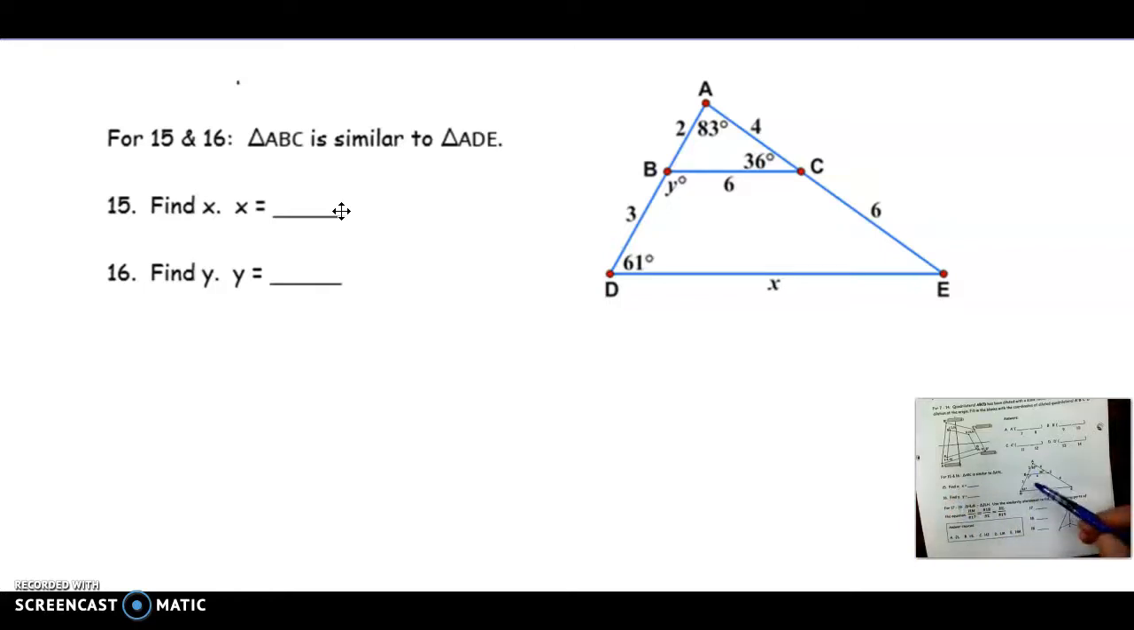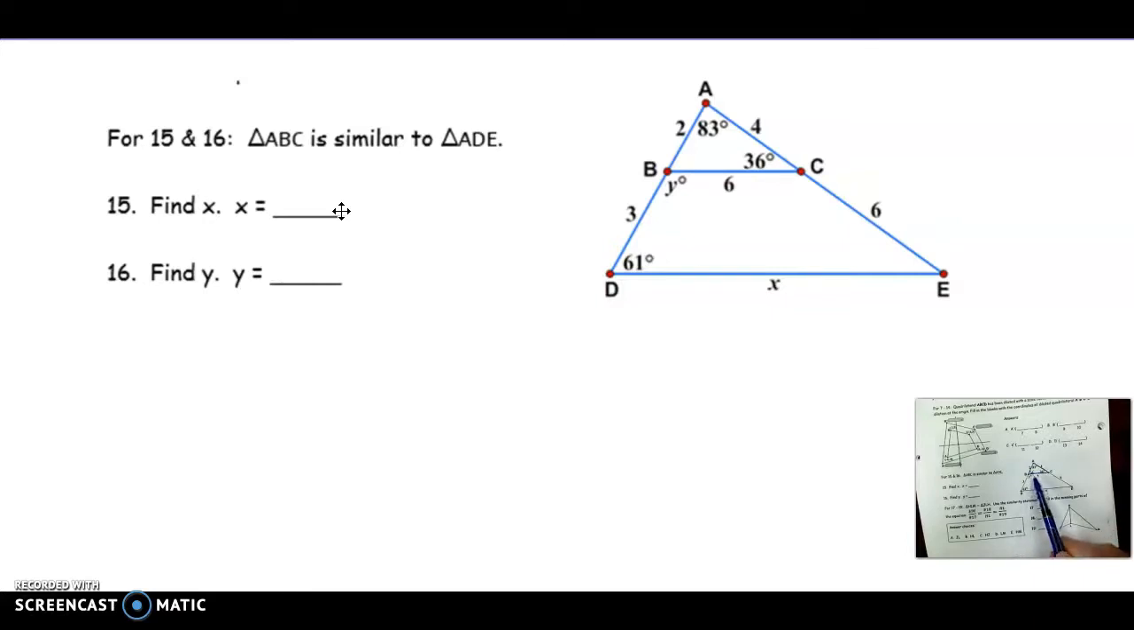So Y is the angle, and if these are similar to each other, we can go ahead and find, well, we don't need them to be similar to find this, but we can use the Triangle Sum Theorem here on these three angles, adding to 180. Add the 83 and the 36, and we get 119. If we take that away from 180 degrees, that leaves us with 61 degrees for this angle.